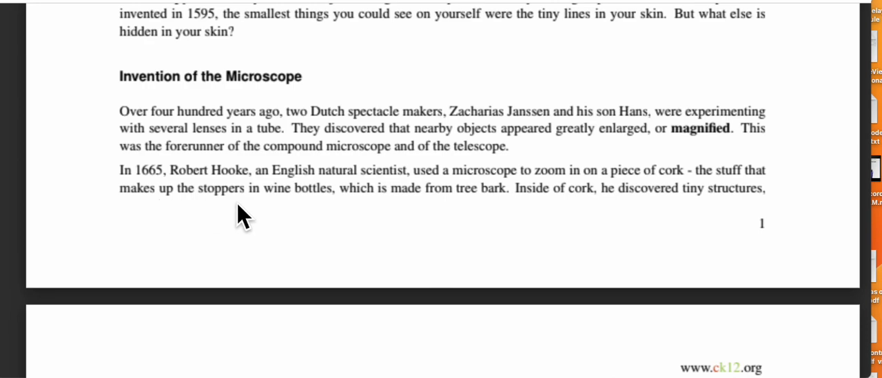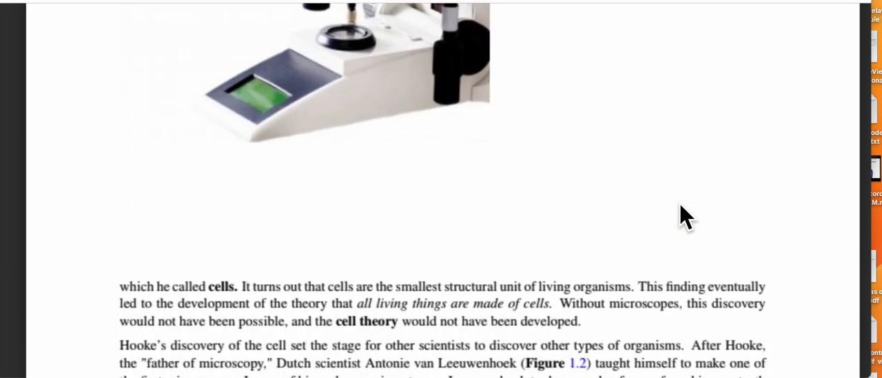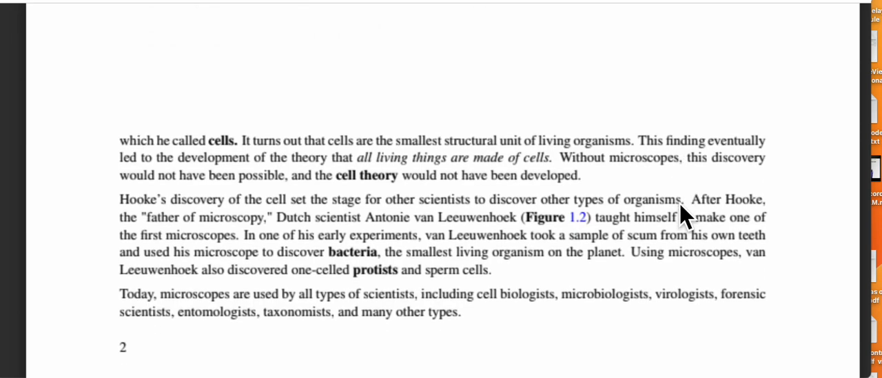In 1665, Robert Hooke, your friend and mine, an English natural scientist, used microscopes to zoom in on a piece of cork, the stuff that makes up stoppers in wine bottles, which is made from tree bark. Inside of cork, he discovered tiny structures, which he called cells. It turns out that cells are the smallest structural unit of living organisms. This finding eventually led to the development of the theory that all living things are made of cells. Without microscopes, this discovery would not have been possible, and the cell theory would not have been developed.